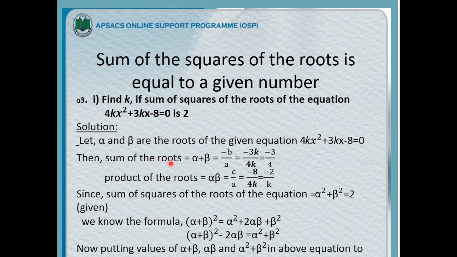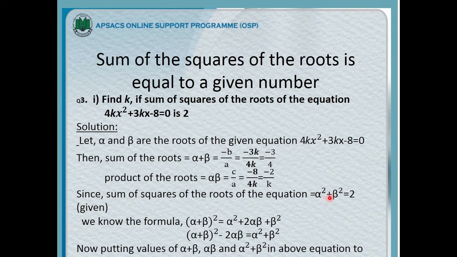So the sum of the roots will be alpha plus beta is equals to minus 3 upon 4, k will be cancelled out. And the product of the roots alpha beta will be equals to minus 2 upon k. Since sum of the squares of the roots of the equation is equals to alpha square plus beta square. Students, kindly consider this, the sum of the square of the roots. Roots are alpha and beta, and the sum of their squares can be written as alpha square plus beta square.